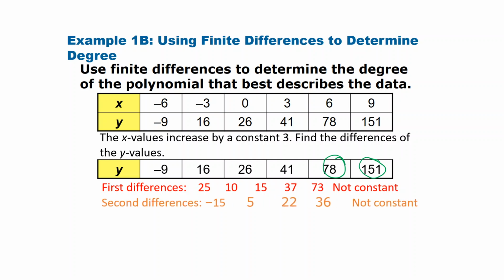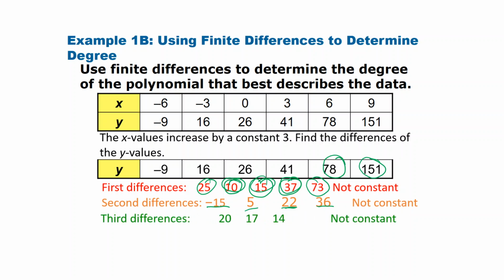So I'm going to try the second differences. Again, this time I'm going to take 73 minus 37, and that's how I get 36. 37 minus 15 is how I get 22. 15 minus 10 is how I get 5, and 10 minus 25 is how you get negative 15. Again, there's not anything that's constant, so I'm going to try my third differences. So in the third differences, once again, subtracting 36 minus 22 is 14. 22 minus 5 is 17. 5 minus a negative 15 is 20. Not constant, so let's try the fourth one.